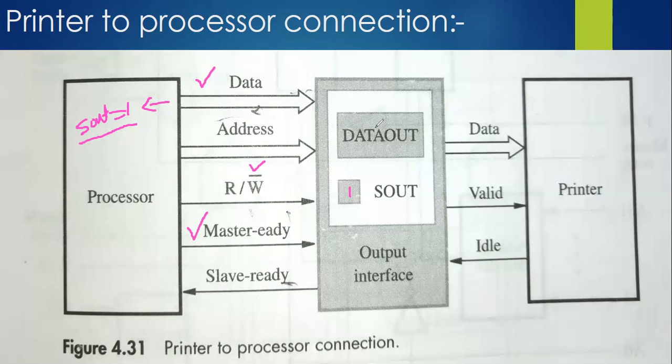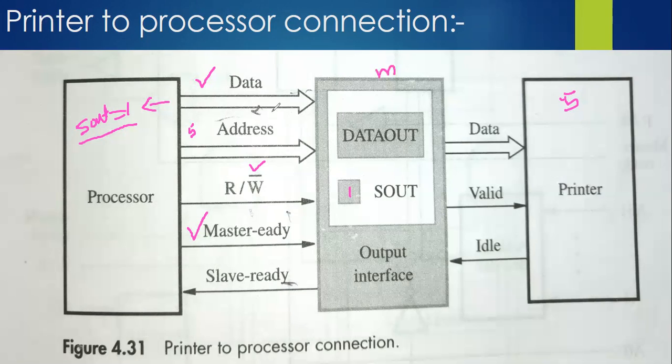Once all these 4 signals have been generated, all 4 will reach the output interface of a printer. Now the printer will enter the address decoding phase, because the address is uploaded by the processor. When it finds a match, for example if the address uploaded by the processor is 5 and the address of this particular device is also 5, then there is a match.